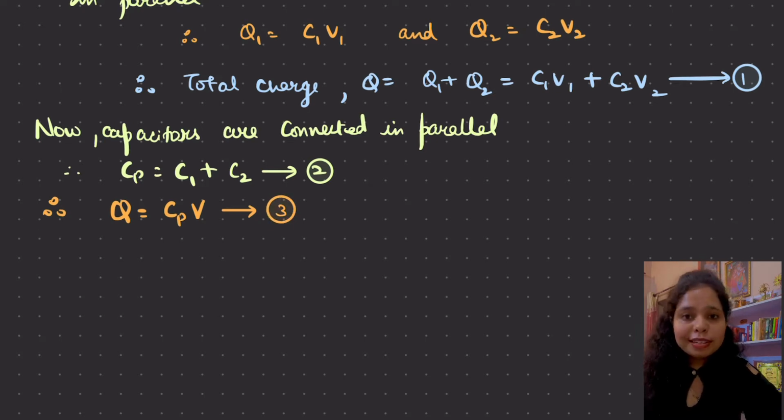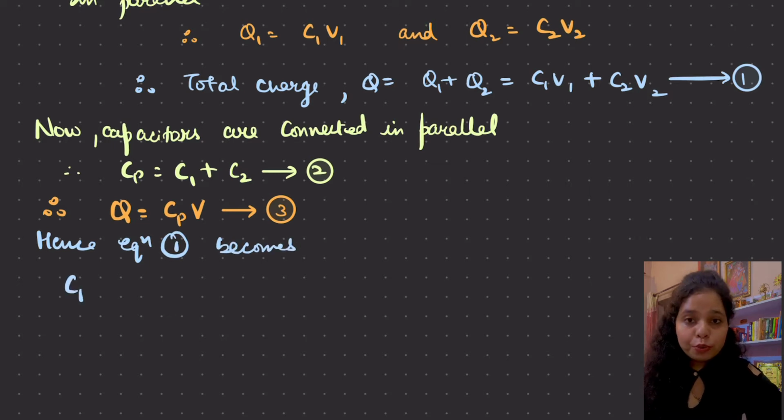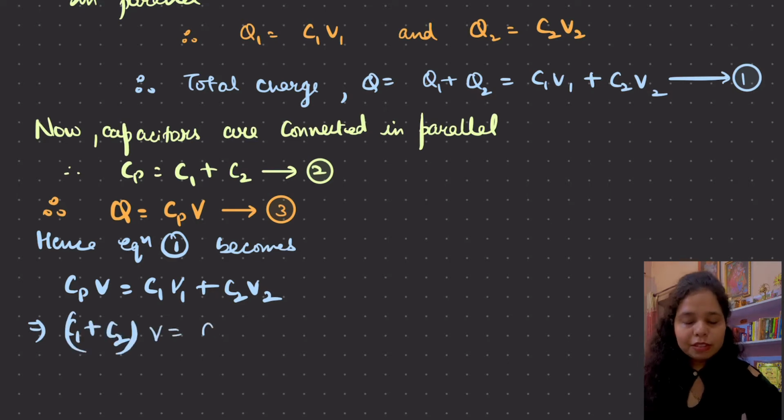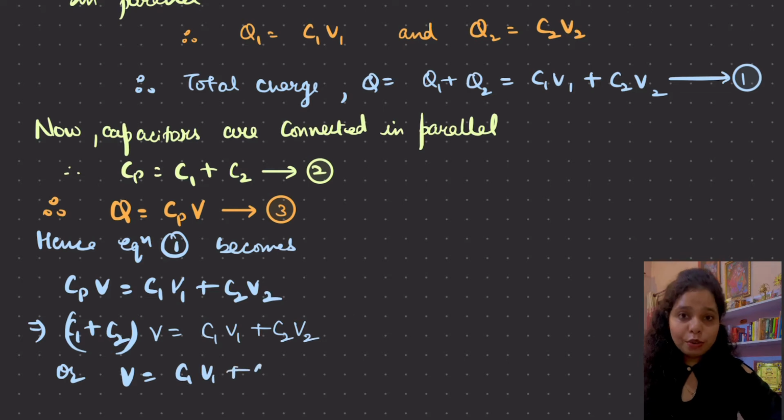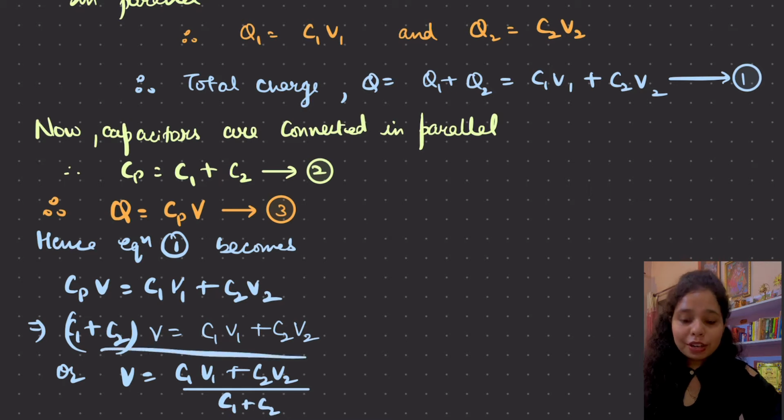Equation number 1 says Q is equal to C1 V1 plus C2 V2. Instead of writing Q, I will put the value of Q, that is CpV equals C1 V1 plus C2 V2. Now we will substitute the value of Cp from equation number 2, that is C1 plus C2, into V equals C1 V1 plus C2 V2, and we were interested in the value of common potential. So V, the common potential, is equal to C1 V1 plus C2 V2 divided by C1 plus C2. This is our equation number 4, which is the value of the common potential.